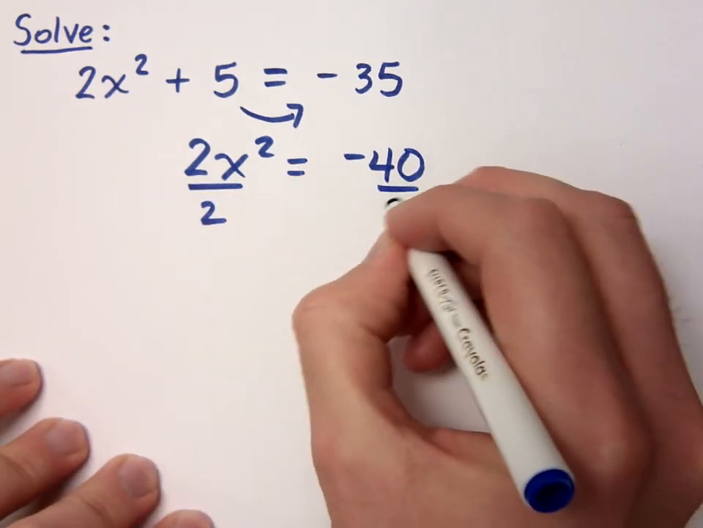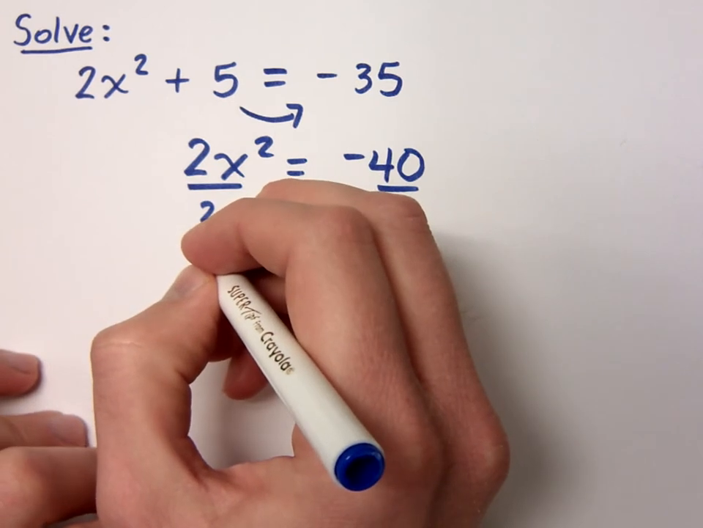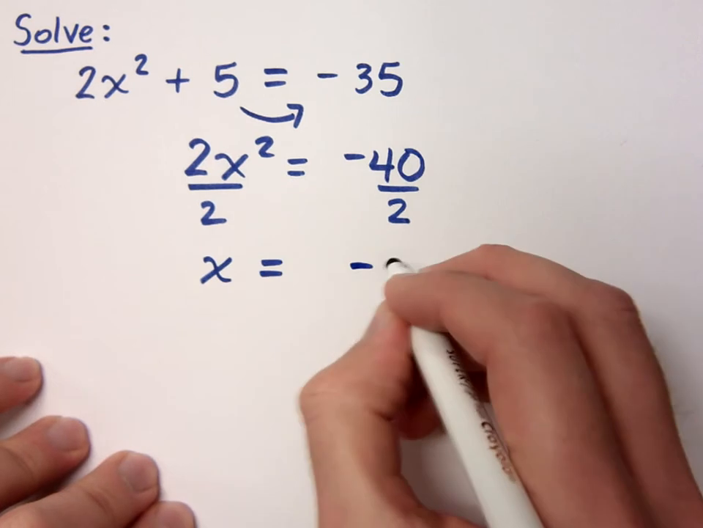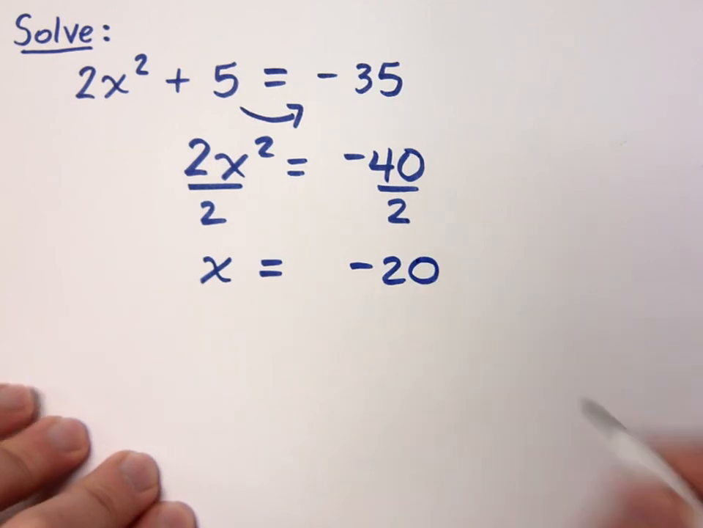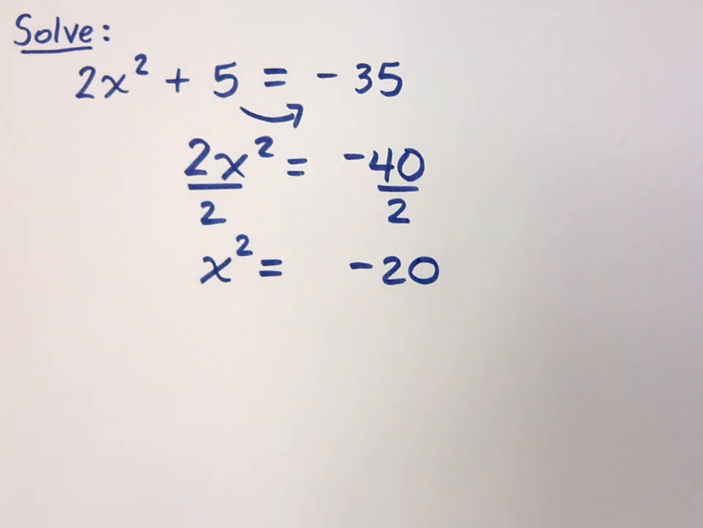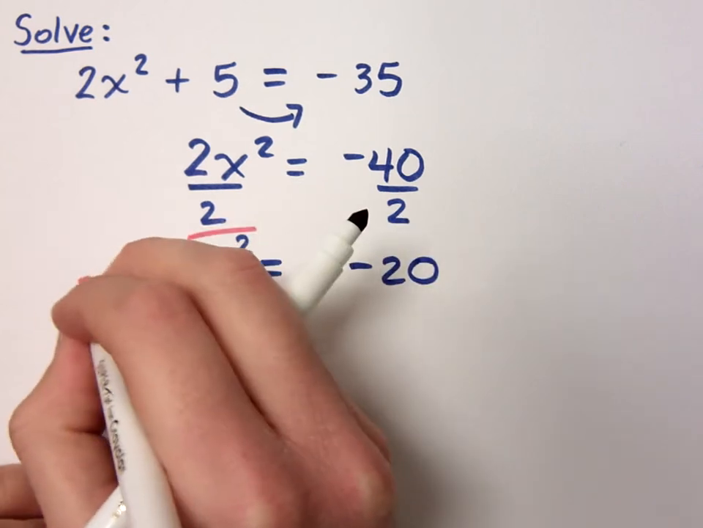Divide both sides by 2, so I can get rid of the coefficient, because the square is not on the 2, just on the x. So x squared is equal to negative 20. That's what I meant to say. So now x equals plus or minus the square root of negative 20, when I take the square root of both sides. Remember that square root property? Remember how we did that last week?